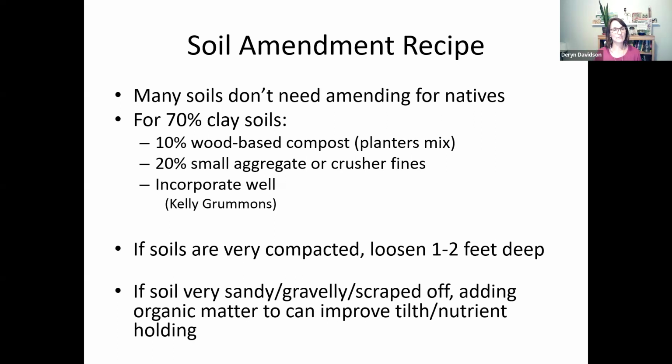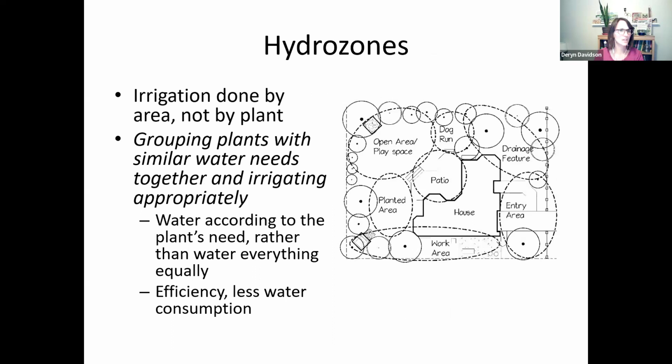And if your soil is very sandy, gravelly, or it's just been scraped off, because people move into places and they're like, this isn't native soil. Who knows what the developer put in. You might want to add some organic matter like a compost to improve the tilth and the nutrient holding capacity of the soil. But again, doing a soil test is a great idea. I just saw the time. I'm going to cruise through this.